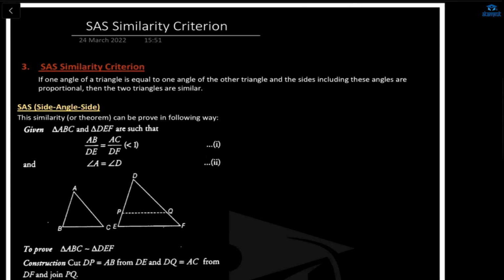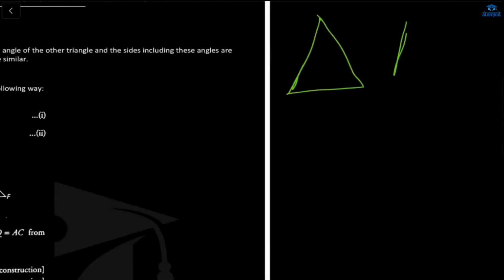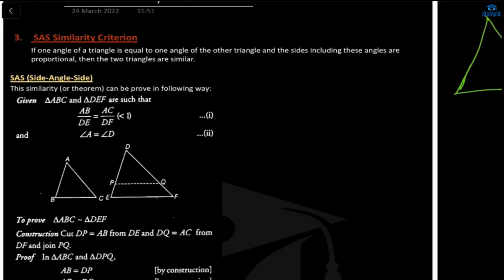Okay. Now, SAS similarity criteria. If two triangles are there, it is telling that if one angle of a triangle is equal to another angle of a triangle and the sides including these angles are proportional, then the two triangles are similar.